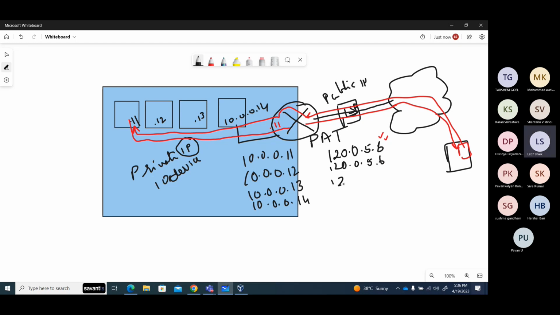But one public IP only. All are communicating with a single public IP for all devices. Sometimes, based on the organization or the service providers, they use 2 or 3 public IP addresses. Okay, so guys, here it is.